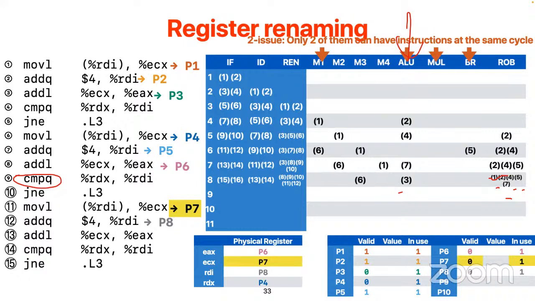But looking at 9, can we execute 8 in the next cycle? Yes or no? Instruction 8, can it be executed in the next cycle? Still waiting for 6. How about 10? Can we execute 10? 10 depends on 9. How about 11? 11 is here. Can we execute 11?